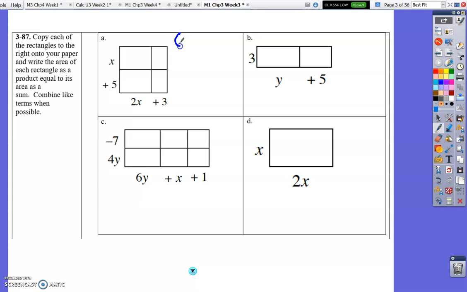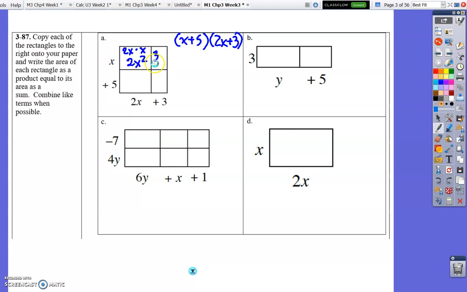So in this problem, I'm taking x plus 5 and multiplying it by 2x plus 3. And I can fill in the inside of this box like an area model, so like a multiplication chart. So 2x times x is what goes here, and that's 2x squared. And then 3 times x is what goes here, and that's 3x.